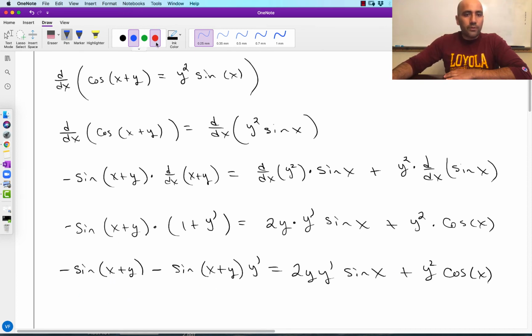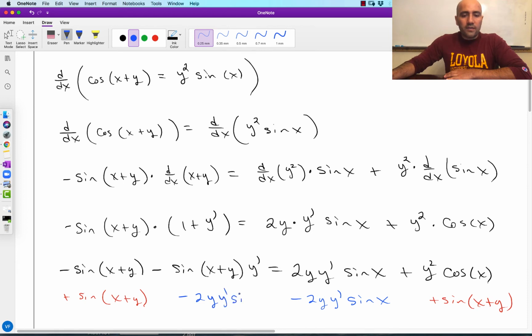So we're going to do a plus sine x plus y, add that to this side, plus sine of x plus y, and then I'm going to subtract minus 2y, y prime, sine of x from this side, minus 2y, y prime, sine of x on the left side.